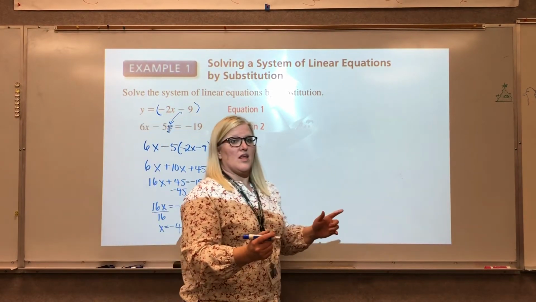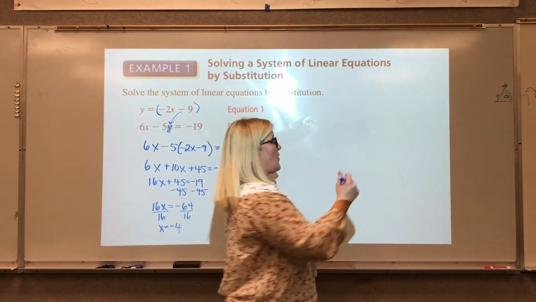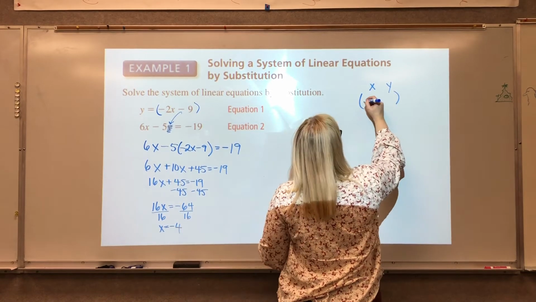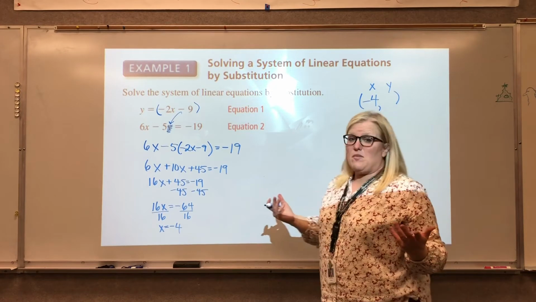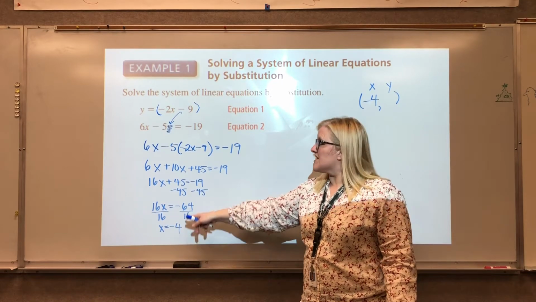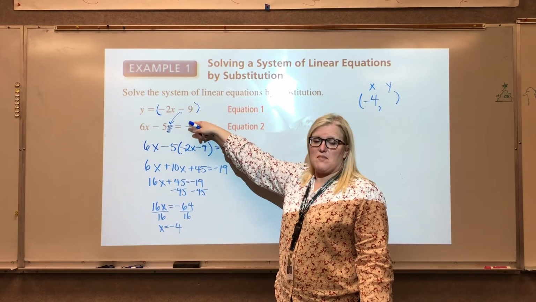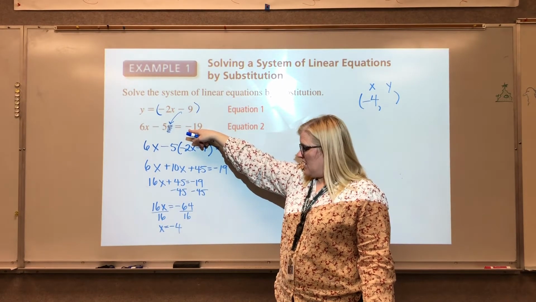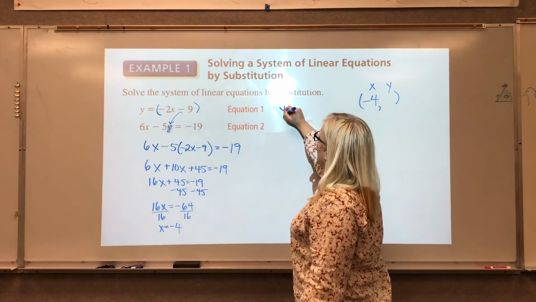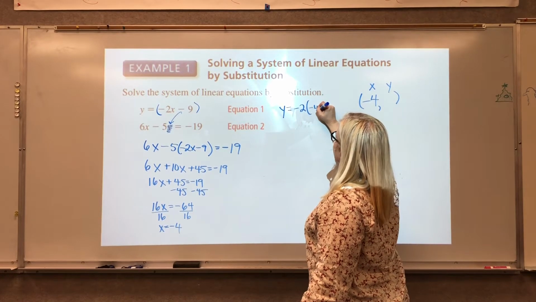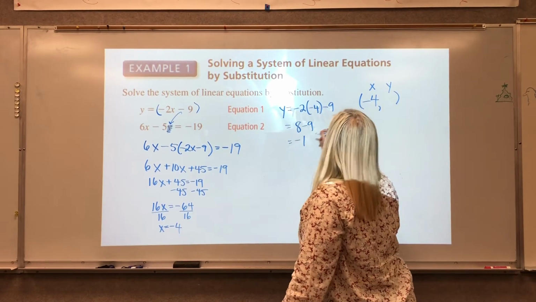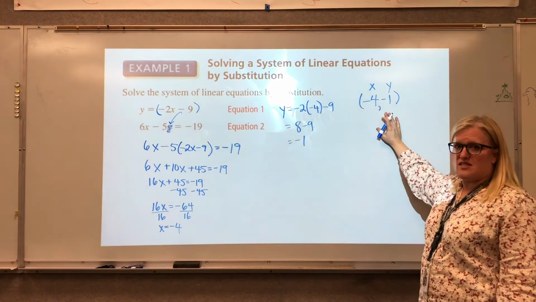And remember, the solution to a system of equations is a coordinate point, right? So I'm going to have an x value and a y value. So I found my x value, that's negative 4, but how am I going to find my y value? Once I find this one, I now take this and I plug it back into one of these. And it doesn't matter which one you plug it back into, you'll get the same answer. So negative 4, I'm going to plug it in for this x right here. So I have y equals negative 2 times x, which is negative 4, minus 9. So this is 8 minus 9, which is negative 1. And there is my answer.